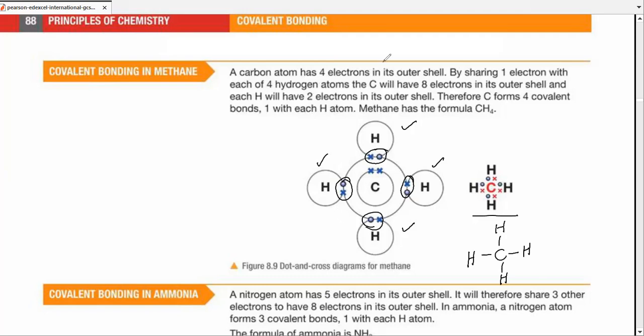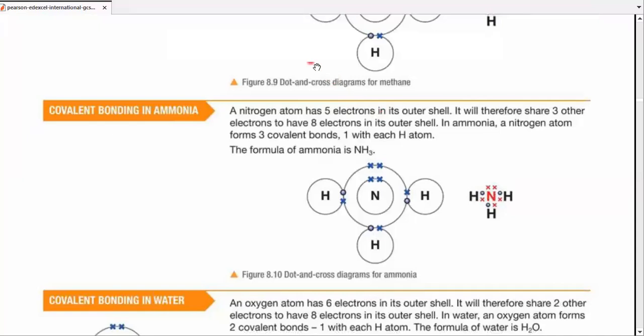Moving to ammonia, nitrogen has 5 electrons in its outermost shell. Therefore, it requires to share 3, hence 3 separate single covalent bonds with each of the hydrogen atoms. And thus this kind of structure, we can separately draw it like this.